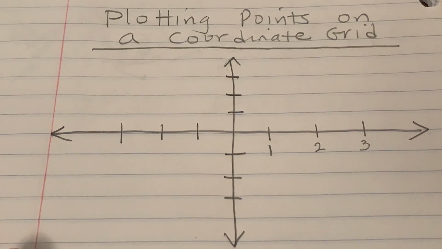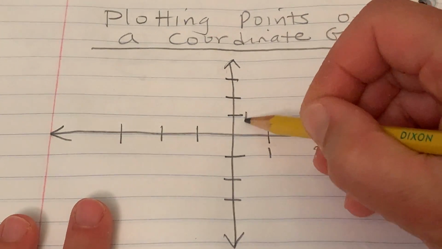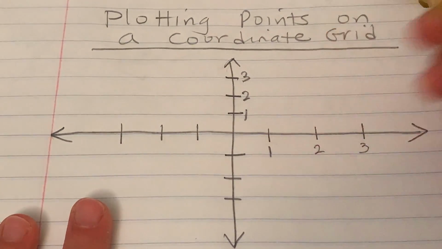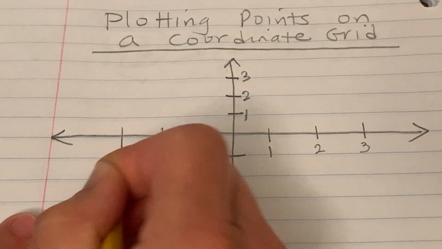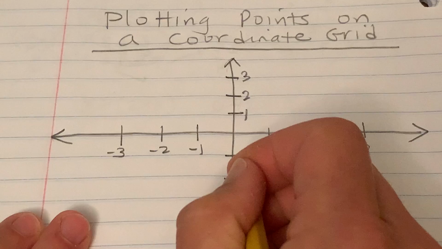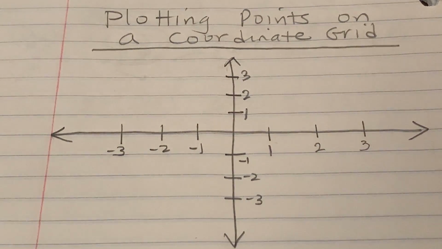Okay, so I'm going to continue numbering them. These are positive. These ones are also positive. These ones are negative: -1, -2, -3. And these ones are also negative: -1, -2, -3. Okay, quiz yourself.